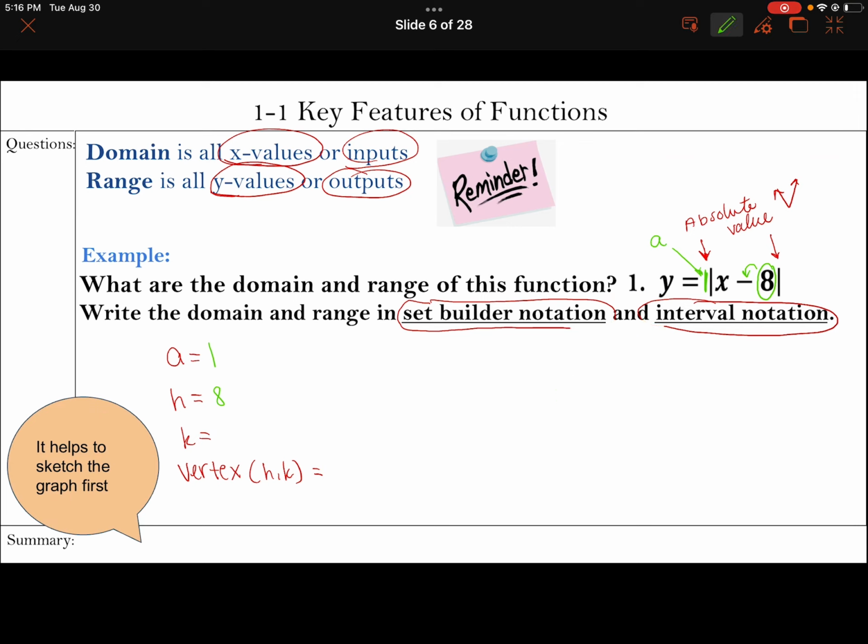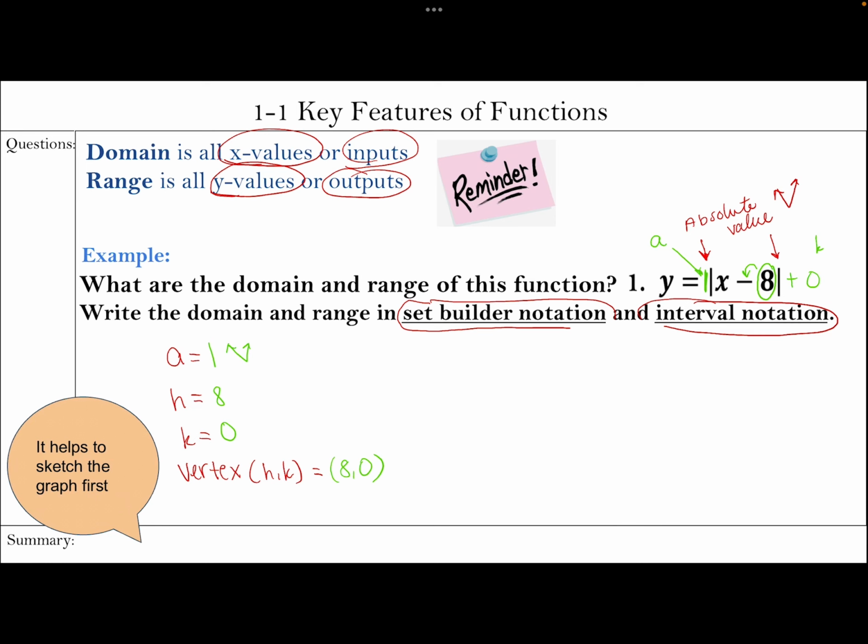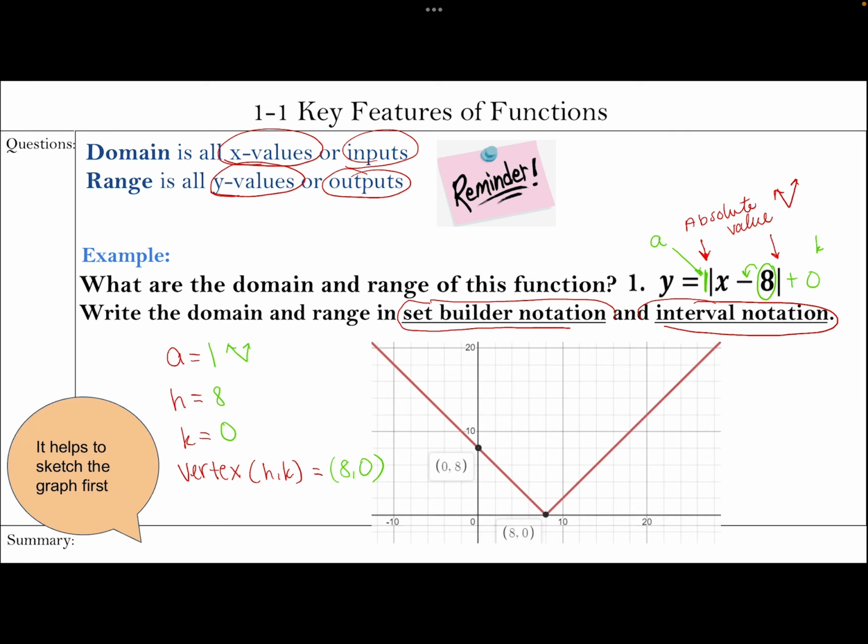Okay, so my K, since there's no plus K here, we will have plus 0, which is my K. So my vertex will be 8, 0. So now let's graph that. Since A is positive, it's going to open up. So let's go ahead and graph our equation, which is right here.